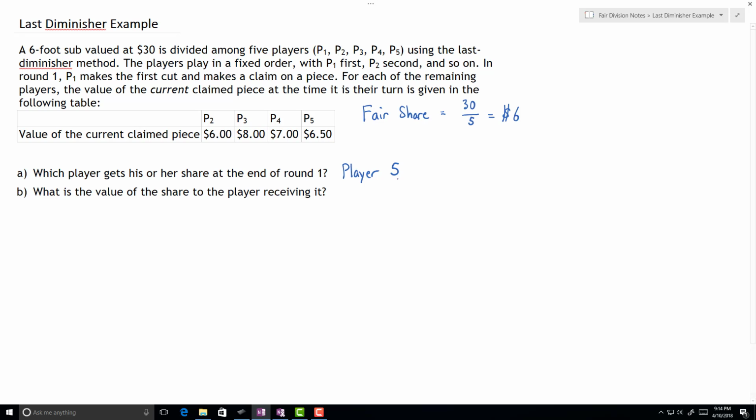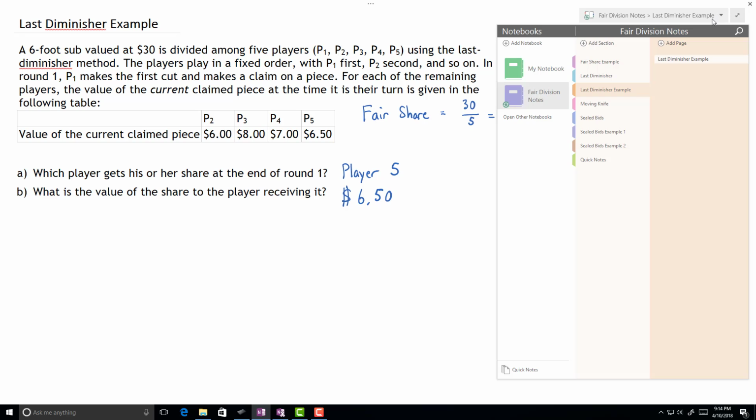Now, what is the value of the share to the player receiving it? This is a little bit tricky here. The value for this person is $6.50. Normally, they'd get a fair share, but since it's the last player, they actually get more than a fair share because they can take off a piece that's really worth nothing to them. So that's the last diminisher example. I'll move on here.